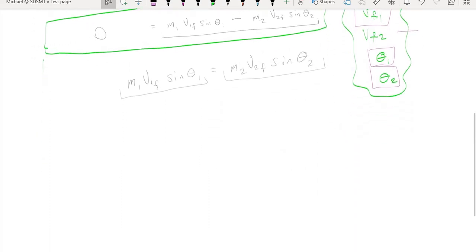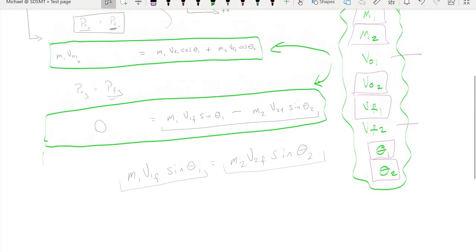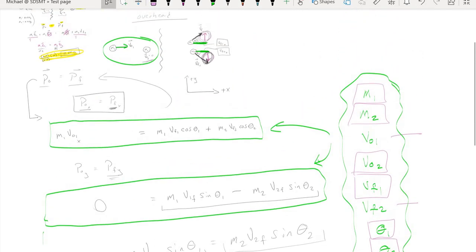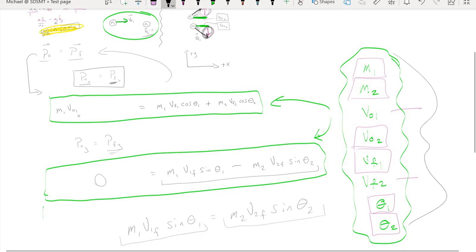All right, so that is a two-dimensional example of conserving linear momentum. Again, if we can take this two-dimensional system and break it up into two one-dimensional problems, we're going to have a much easier time. As long as we're given enough of the information in the system, we can always come back and fill in the missing pieces with the algebra.